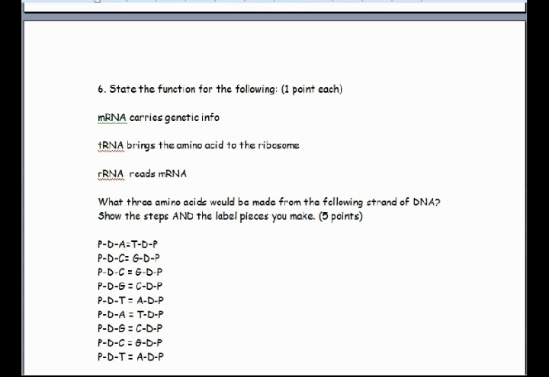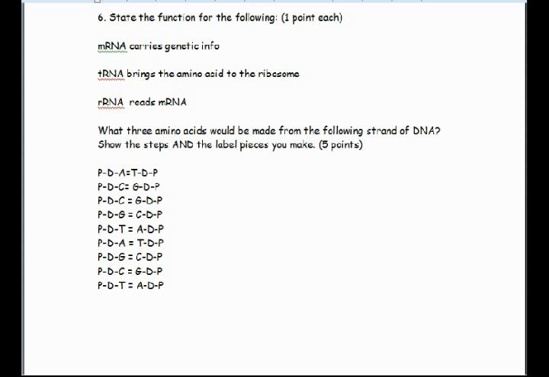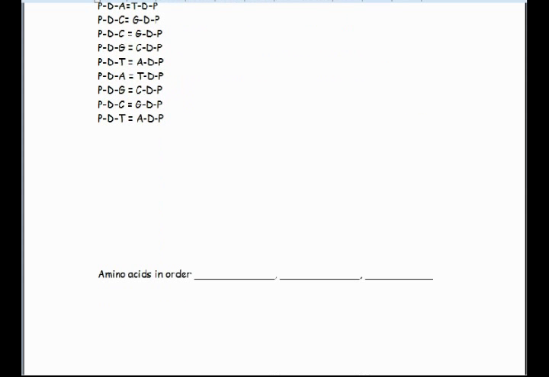The last section is making a protein using this particular strand of DNA. This is going to be one of your short answer questions on the exam, and you guys can just refer back to your original test to do that one.